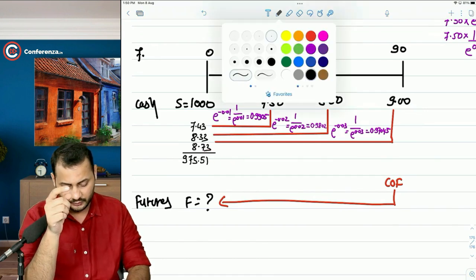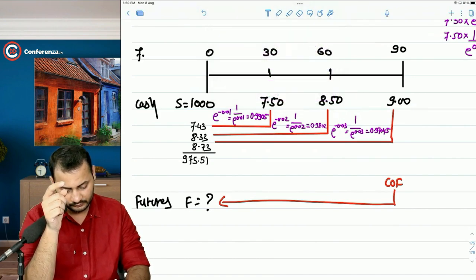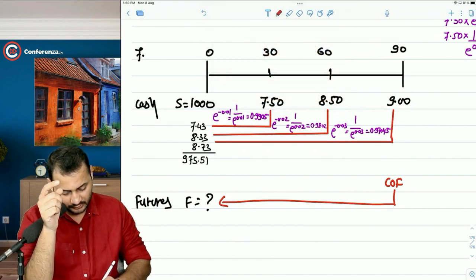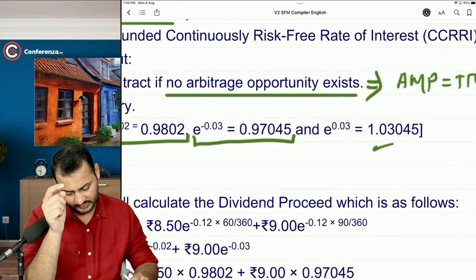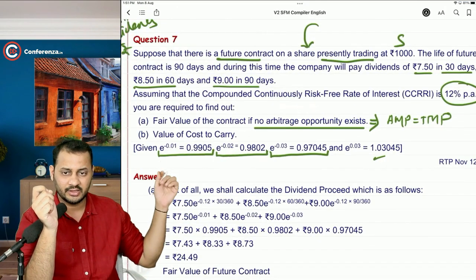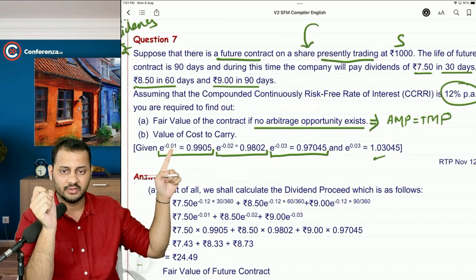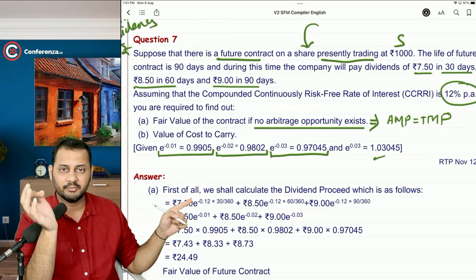Let's take this value to the end of the 3 months. What are you going to do? Multiply it with e to the power 0.03. 3 months, right? It is not given in days, and that's why I have taken 0.01. See, they have given 0.01, 0.02, 0.03. So it is all in months.